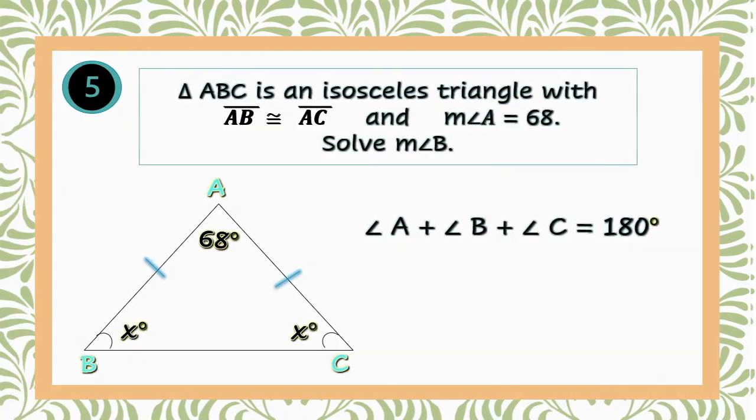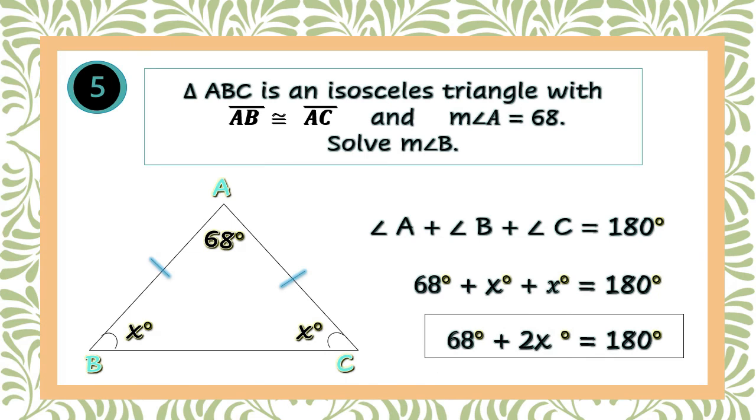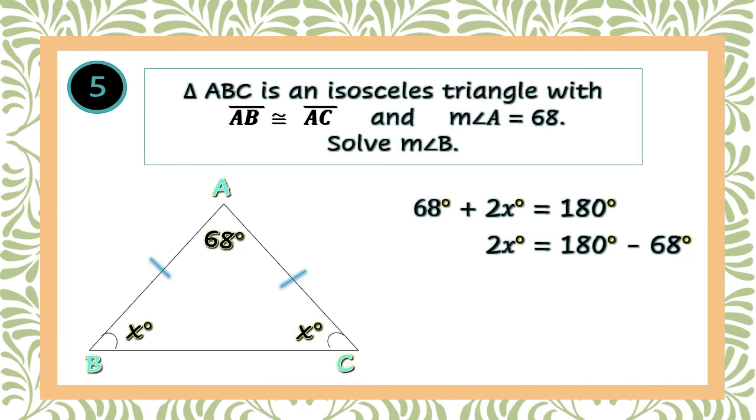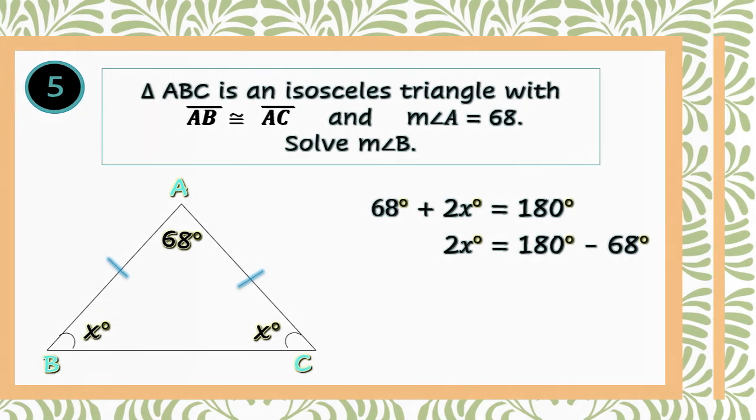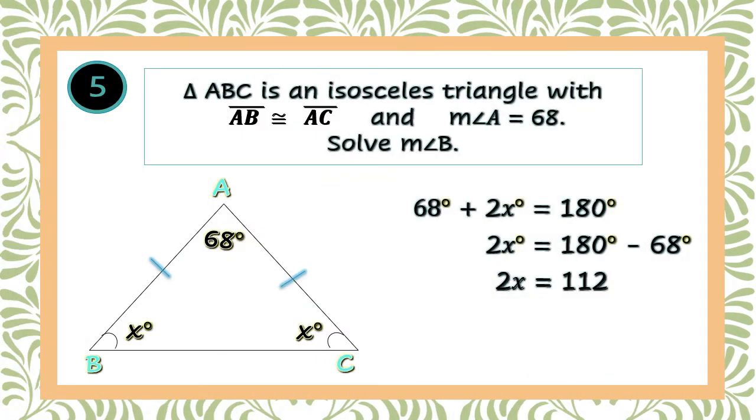Angle A is 68, and angle B is unknown, so we will denote it as x, and angle C as x, is equal to 180. So we have 68 plus 2x is equal to 180. Combining similar terms, we have 2x is equal to 180 minus 68. 2x is equal to 112.